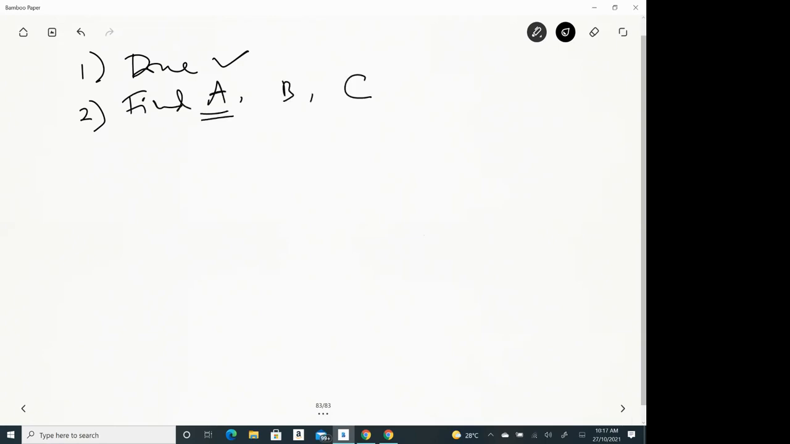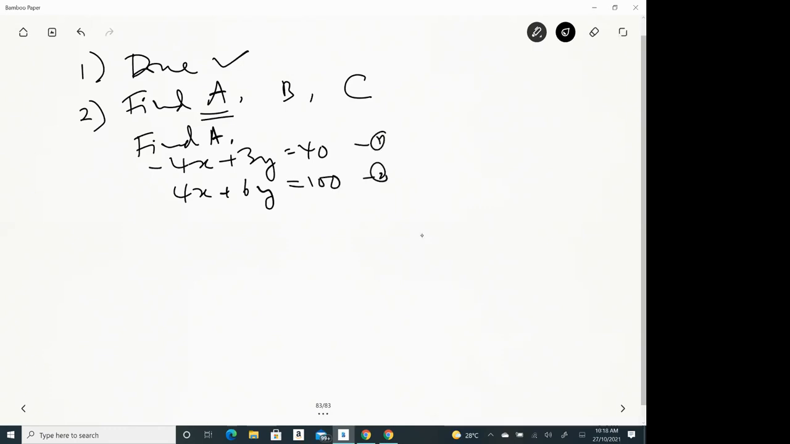Okay, how do you get point A? To find point A, you have to solve the system: negative 4x plus 3y equal 40, call it number 1, and 4x plus 6y equal 100, call it number 2. You solve it, and you get point A. Similarly for B and C. So I want you to find them. All right, you work it out.